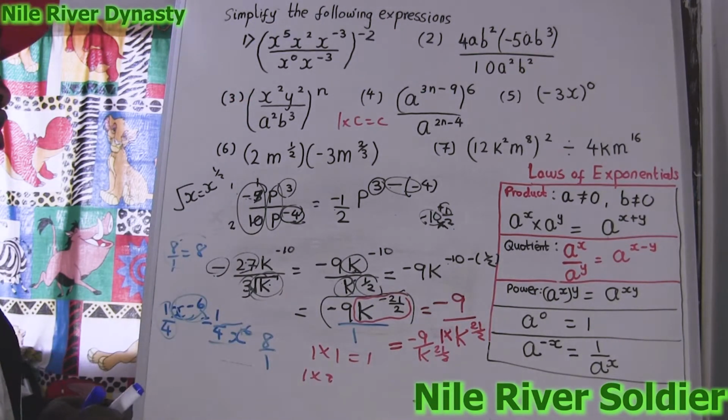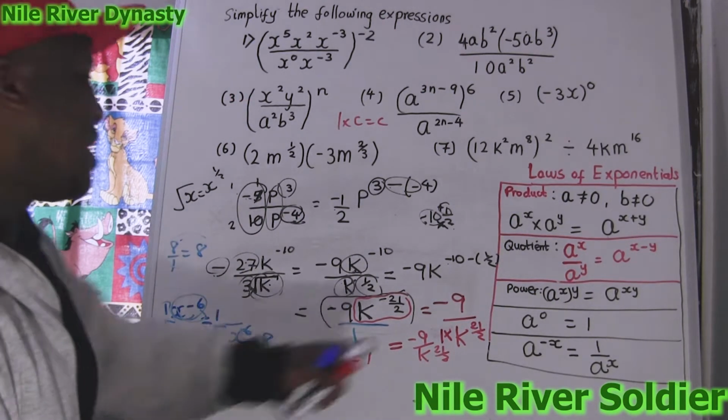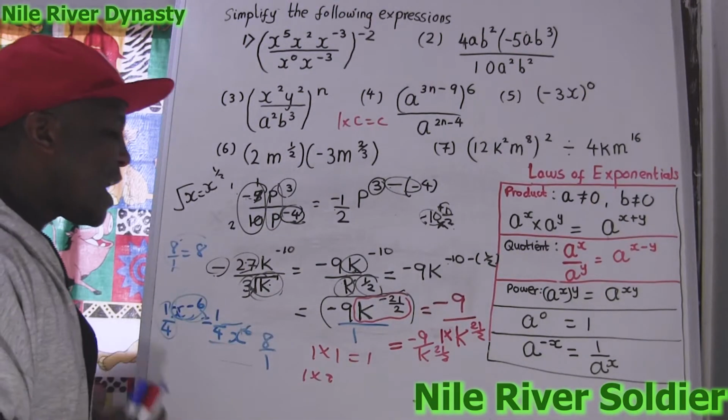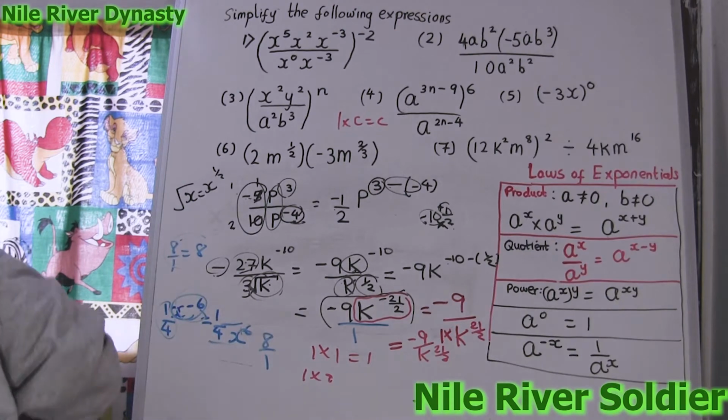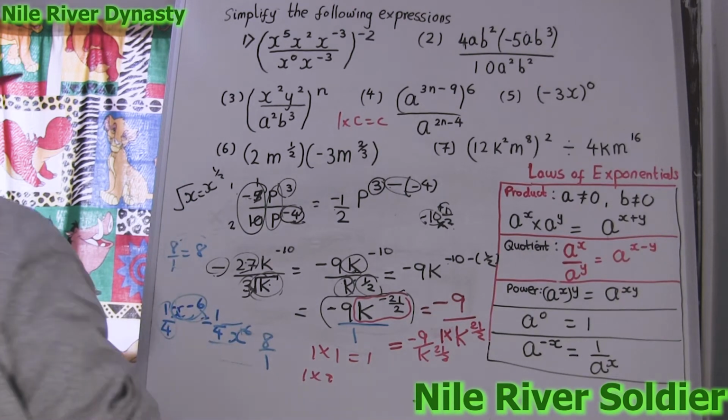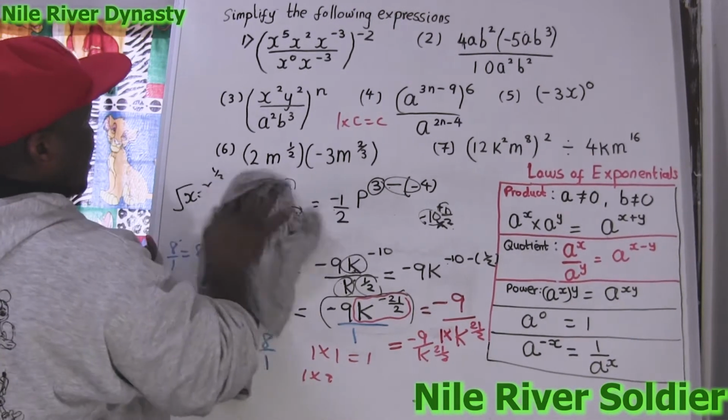Now, I think you understand division, plus, and whatever else we have. Let me show you this rule, then we go to the question. Any number to the power 0 equals 1. Any number to the power 0 equals 1.